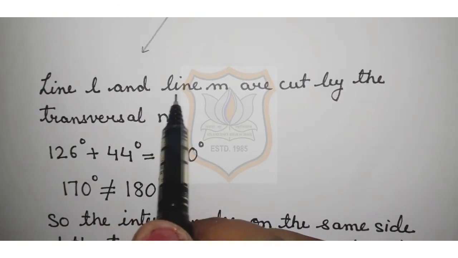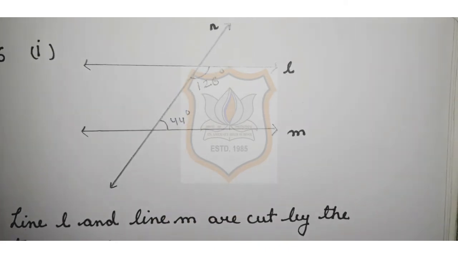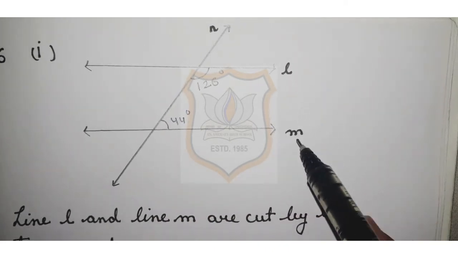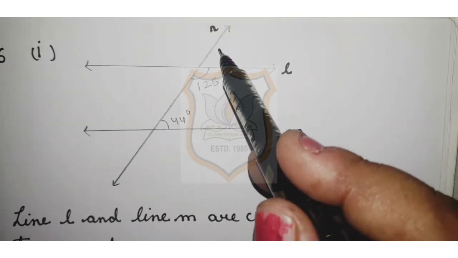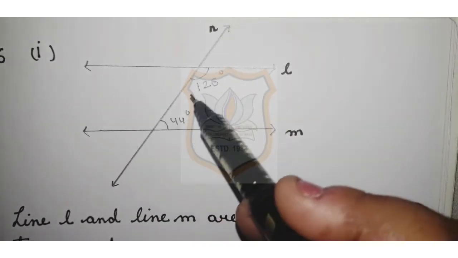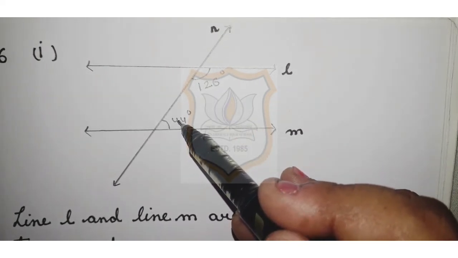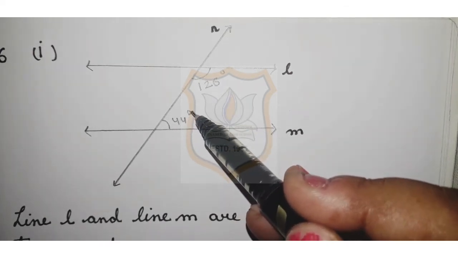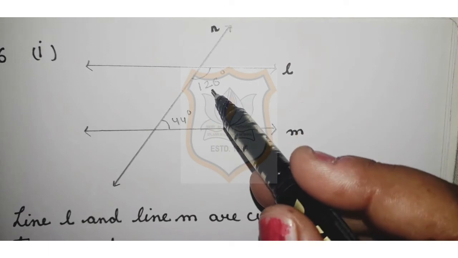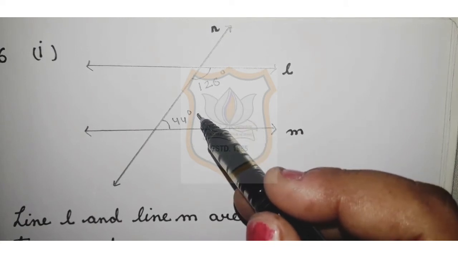Line L and line M are cut by the transversal N. If this is a transversal, then the measure of this angle plus this angle should be 180 degrees. As you all know, they both are interior angles on the same side of the transversal, and interior angles on the same side of the transversal are supplementary. So their measure should be 180 degrees.